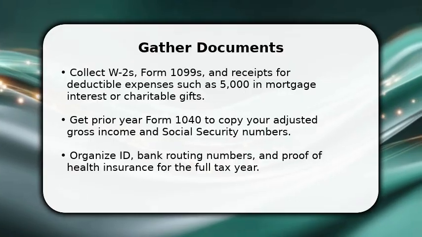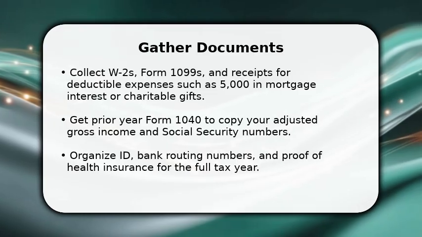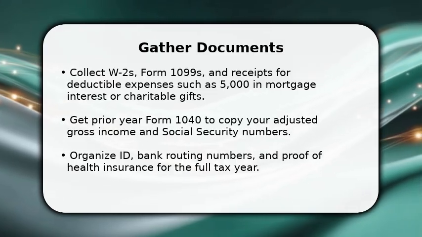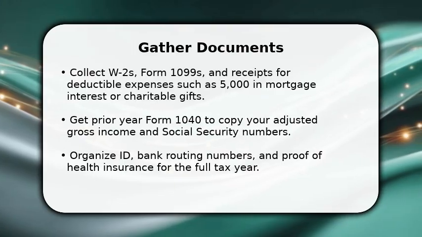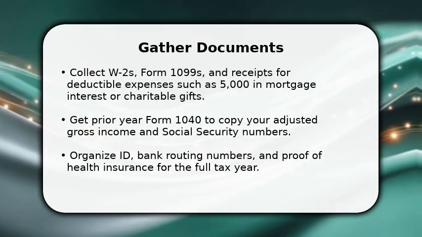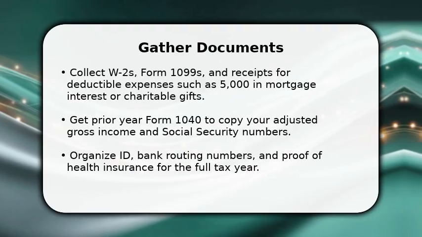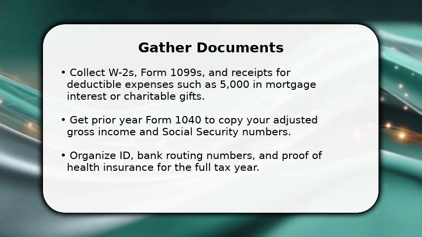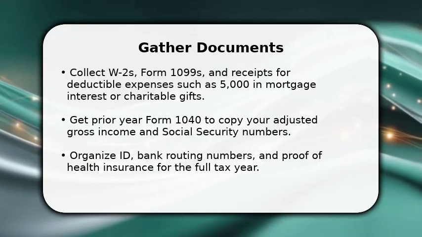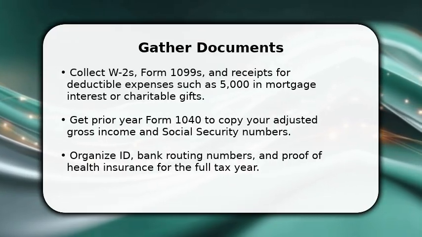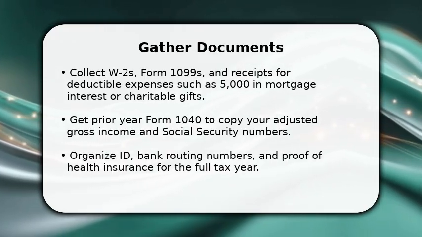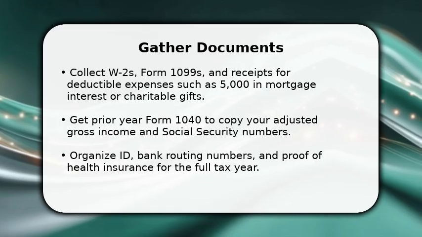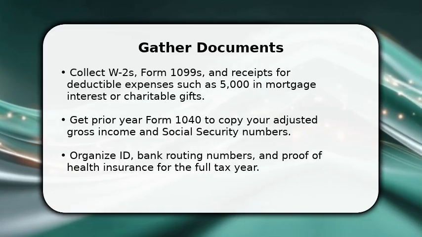Start by gathering every income and deduction document you received. W-2s for wages, Form 1099-NEC or 1099-MISC for independent contractor income, and 1099-INT for interest income. Collect receipts for deductible expenses, including mortgage interest statements, charitable gifts, and Education 1098 forms.